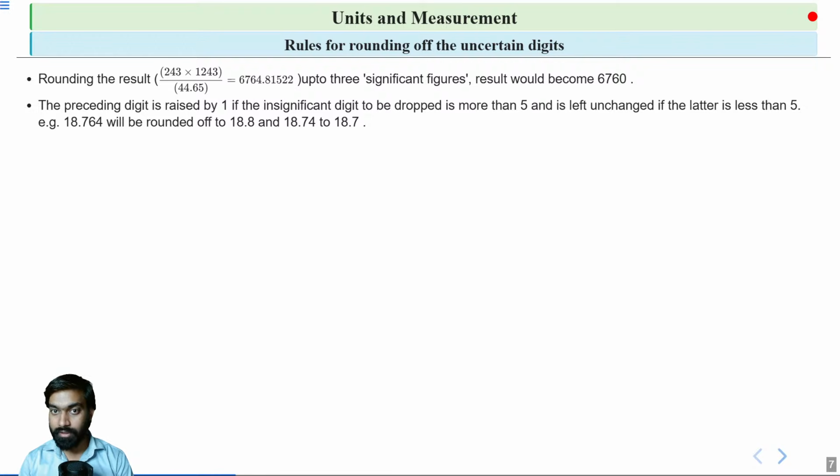If the insignificant digit is less than 5, like 4, 3, 2, 1, then the preceding digit is not changed at all. Let's see an example. In 18.74 you need to remove 4, which is less than 5. If the insignificant digit is exactly 5, then usually the preceding digit is increased by 1. For example, 18.75 is rounded off to 18.8.